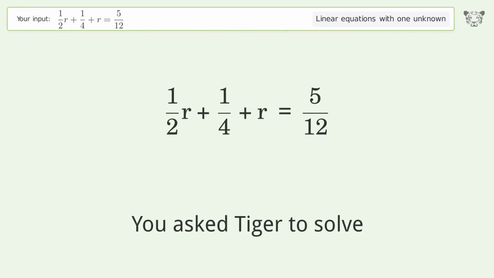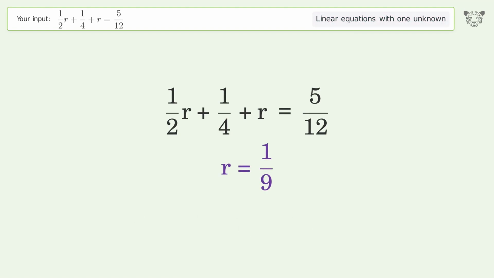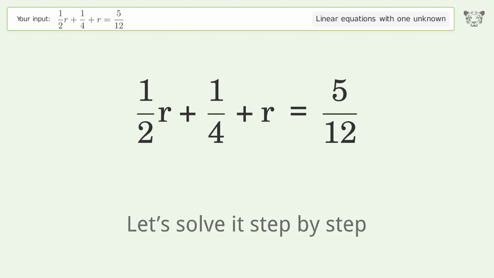You ask Tiger to solve this. This deals with linear equations with one unknown. The final result is r equals 1/9. Let's solve it step by step.